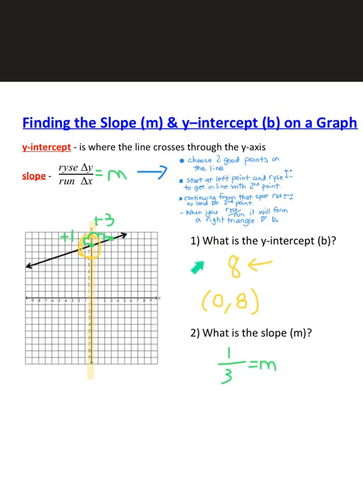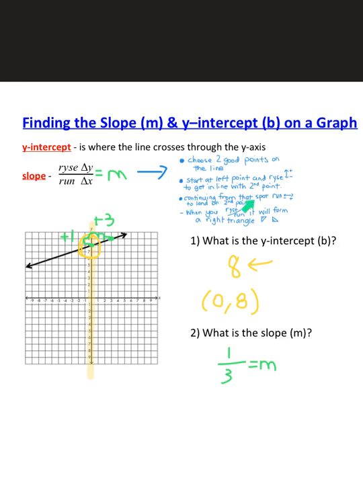Okay, so if you notice, I did make some notes of what I did to find my slope. You first want to choose 2 good points on the line. Start at the left point and rise. And if you're rising, if you're going up, it's going to be a positive number. If you end up going down, which sometimes you might for your rise, it will be a negative number to get in line with the second point.